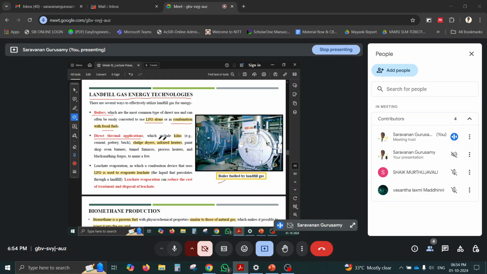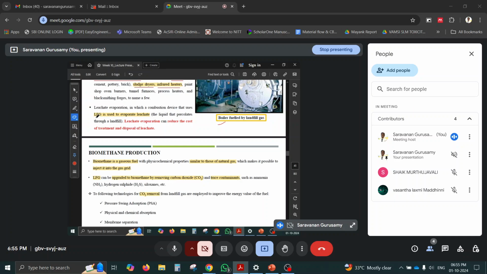Then direct thermal applications like kilns, you can use directly. You can feed the landfill gas into the kilns, where it will be incinerated, along with sludge dryers and infrared heaters. Only for this type of sludge dryers, again, this waste gas should be used to treat some waste only. So that type of mechanism we can adopt.